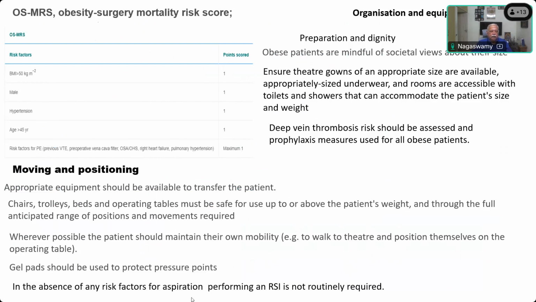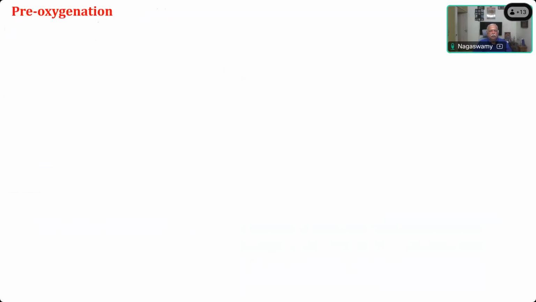And in the absence of any risk factors for aspiration, performing RSI is not routinely required. Earlier, they used to say that most obese patients have a tendency for reflux and aspiration, but now that is not being recommended. Another reason may be that we are giving a 25 to 30 degree head-up tilt, which will also prevent aspiration from happening. So that may be the other reason also.